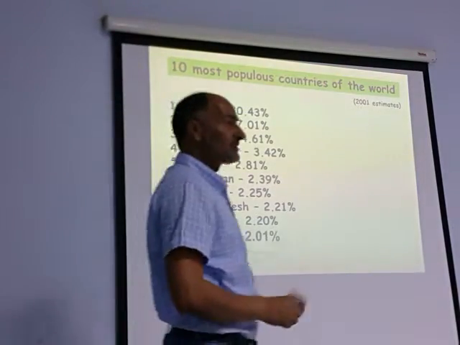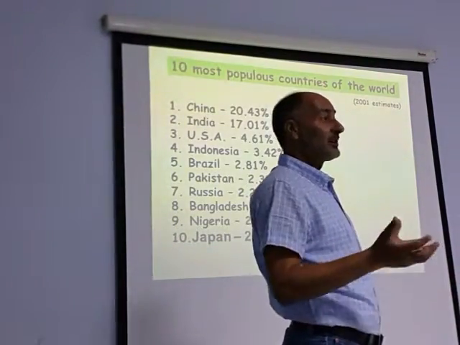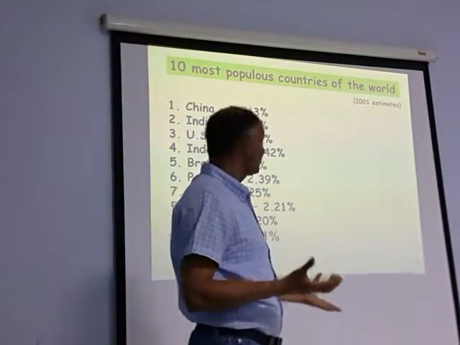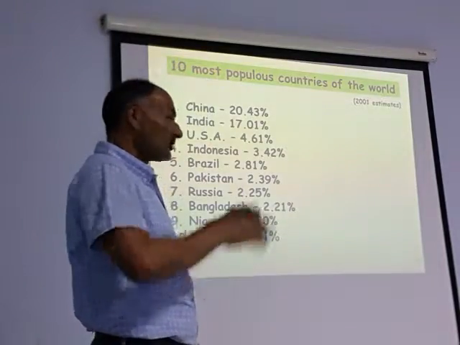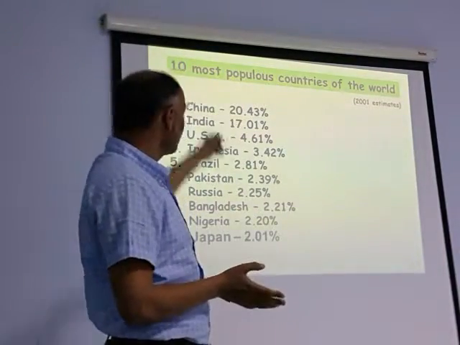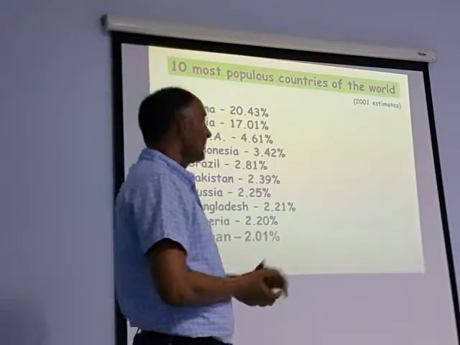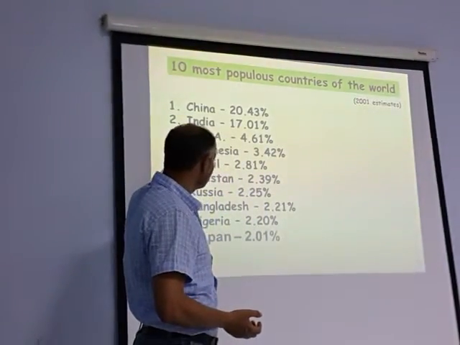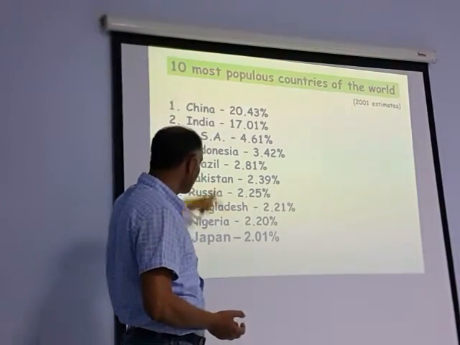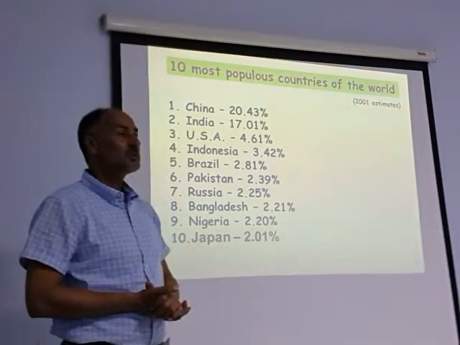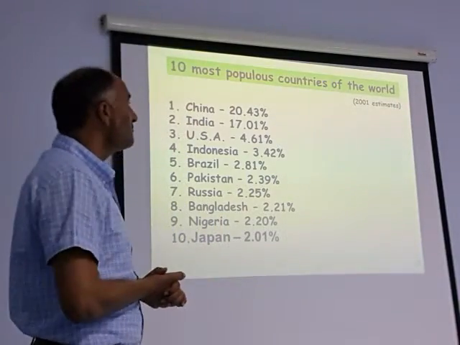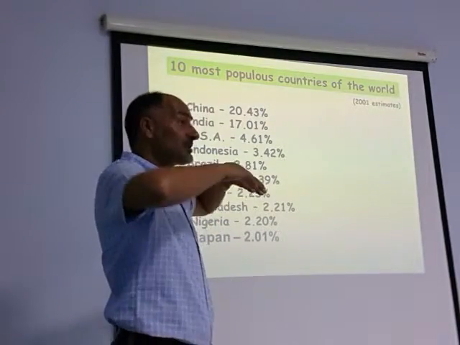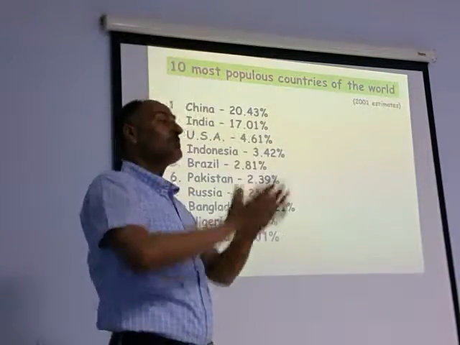These are the 10 most populous countries in the world. You do not have to remember this, but it is for understanding what's happening. China is at the top of the list. Out of the total world's population, 20% lives here. India is second, 17%. And as you go down, you can see USA, Indonesia, Brazil, Pakistan, Russia, Bangladesh, Nigeria, Japan. These are the top 10 countries that have the maximum number of population. 10 most populous means those with the highest number of people living in the country.